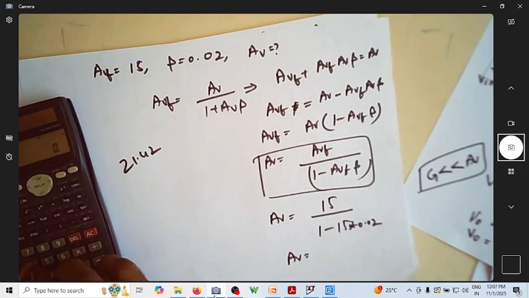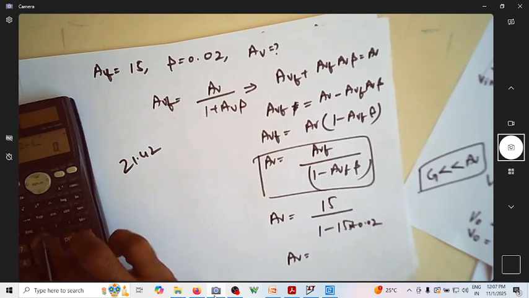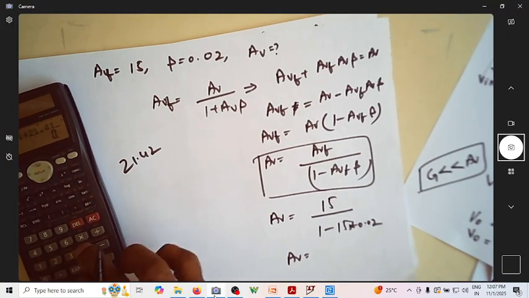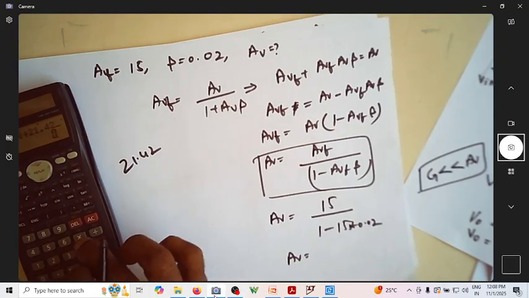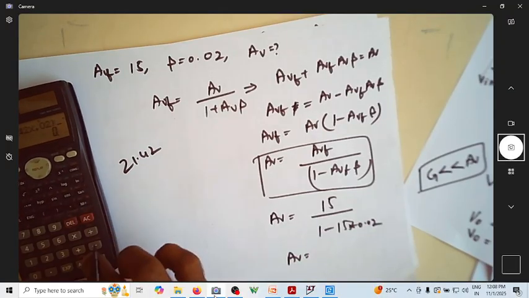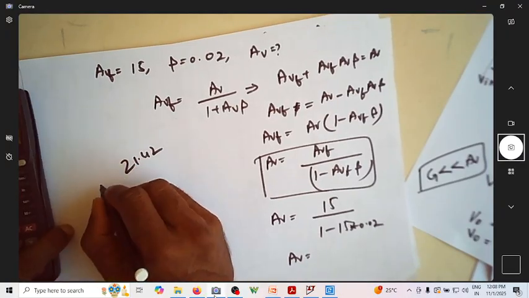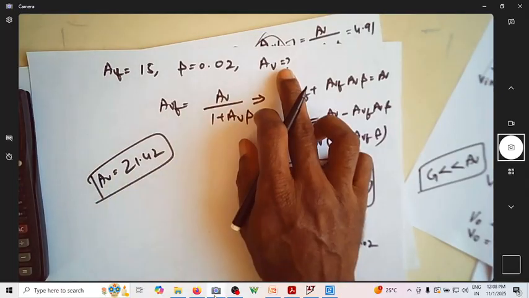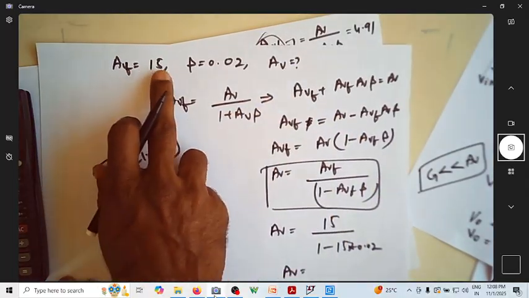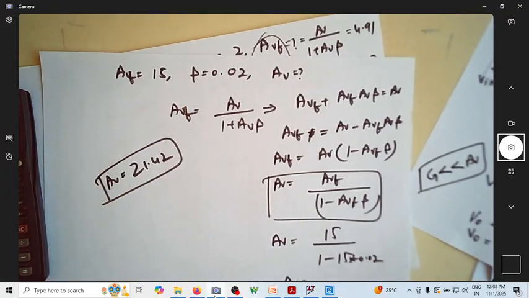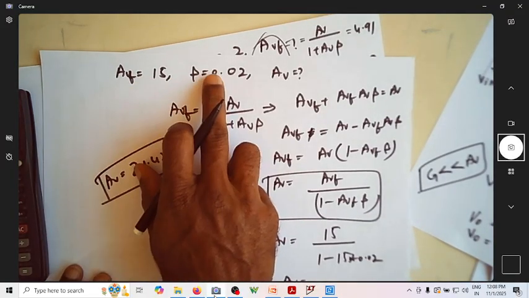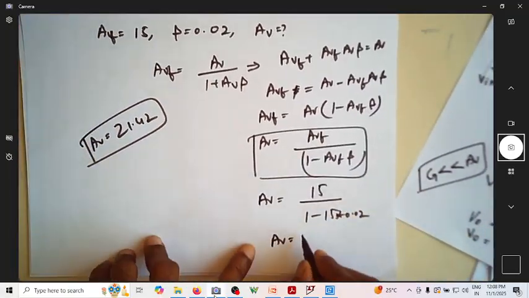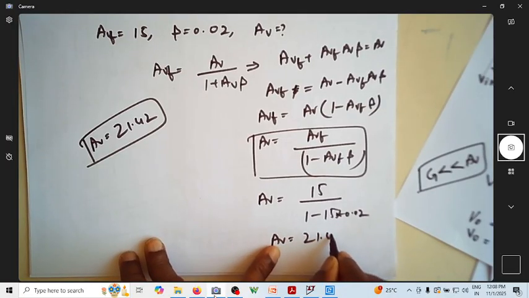So it is 21.42 divided by 1 plus 21.42 into 0.02. Yes, so this AV will be equal to 21.42. If AV is equal to 21.42, I'll get a gain of 15 with beta as 0.02. So this is AV is equal to 21.4.